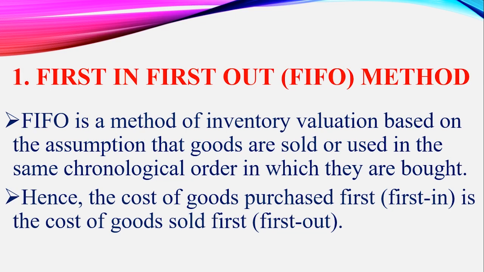What does that mean? If there are stocks that were acquired on 1st of May, and others were acquired on 2nd of May, those goods which were acquired on 2nd of May cannot be sold before those which were acquired on 1st of May. Whatever was purchased first, that is first in, is the one that is supposed to be sold out first. So you sell first what was bought first. That's the term FIFO, first in, first out.